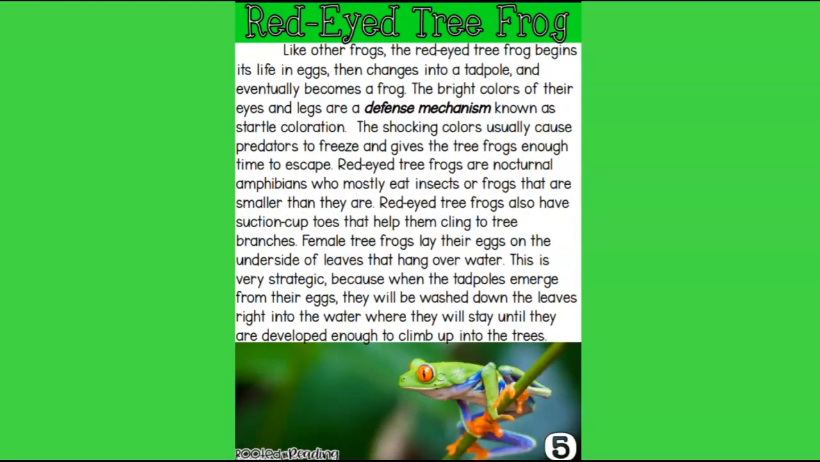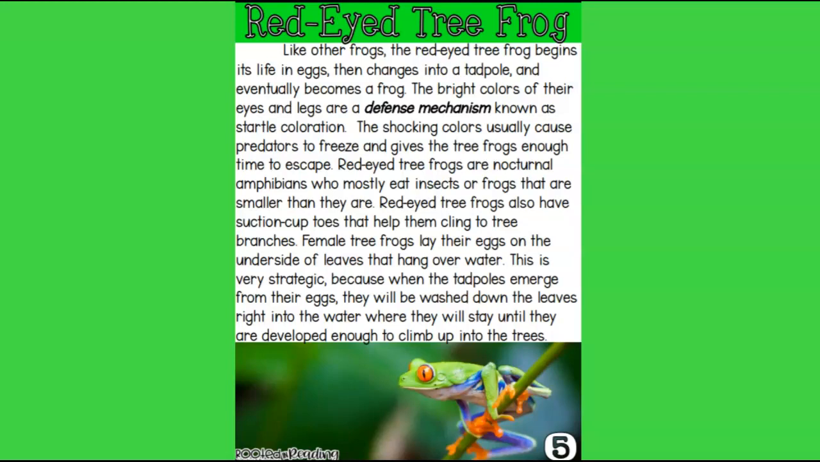Like other frogs, the red-eyed tree frog begins its life in eggs, then changes into a tadpole, and eventually becomes a frog. The bright colors of their eyes and legs are a defense mechanism known as startle coloration. The shocking colors usually cause predators to freeze and gives the tree frogs enough time to escape.